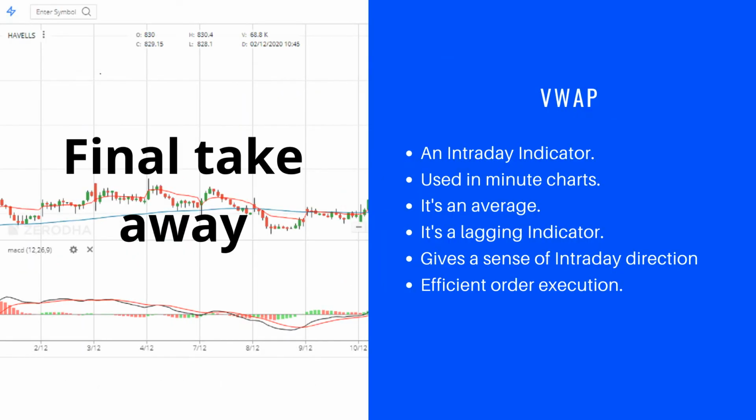So now the final takeaway from this lesson. VWAP is an intraday indicator. We use it on minute charts, and VWAP is an average. So like any indicator employing averages, this too lags the current market price. It's a lagging indicator. VWAP is used for two reasons: to get a sense of intraday direction and to get a sense of efficiency of order execution.